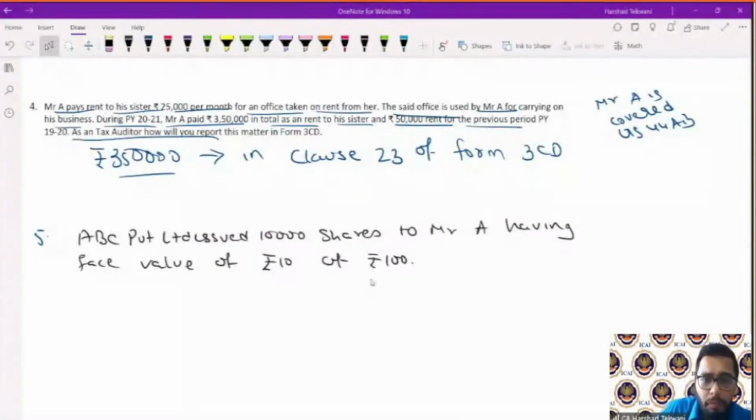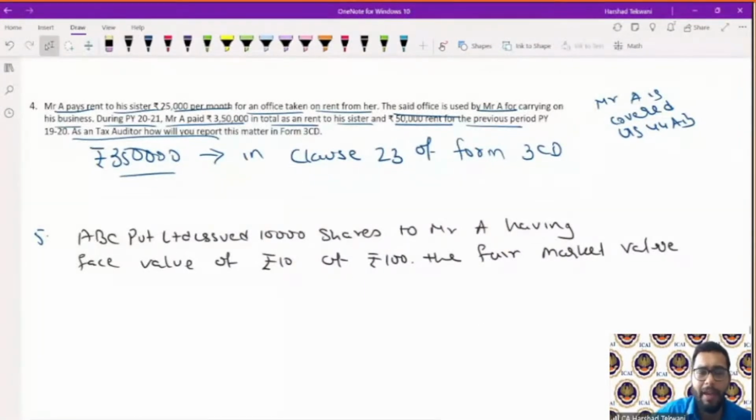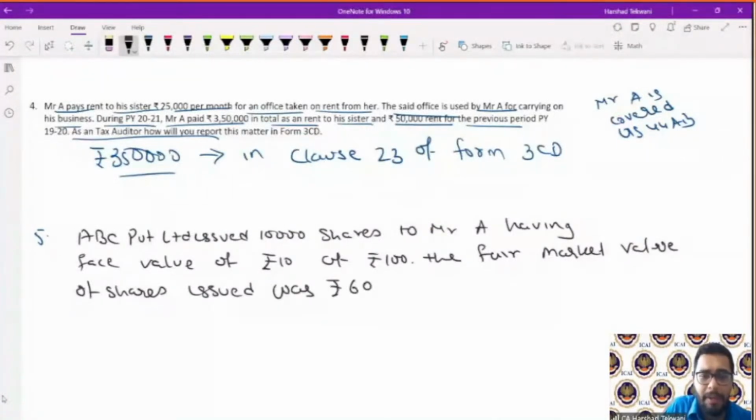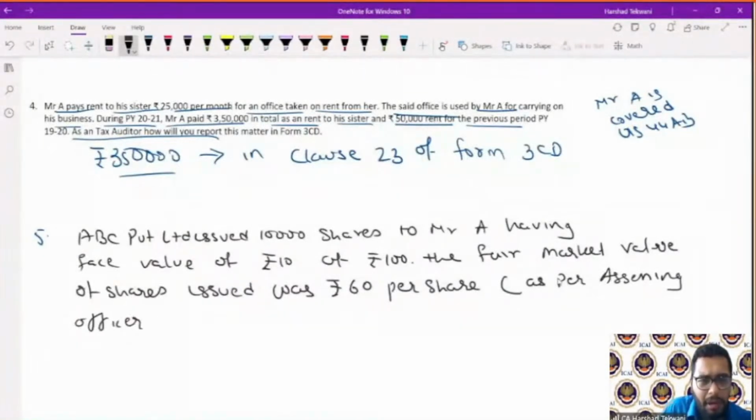The fair market value of the shares issued was rupees 60 per share, as per the assessing officer's assessment. Means the assessing officer has assessed the fair value per share, which was rupees 60 per share.